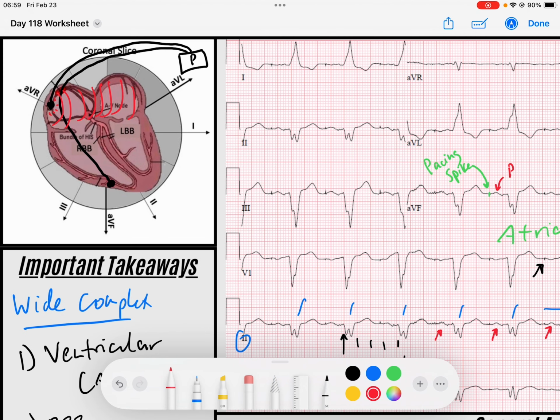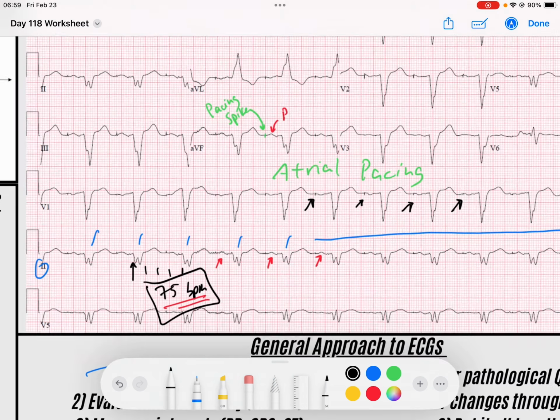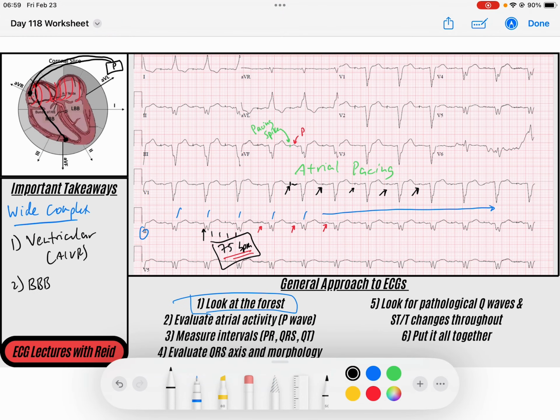It appears that this person is unable to generate their own sinus rhythm that is at least 75 beats per minute. And so this is probably programmed in the atria that if it doesn't sense an atrial beat within the rate that would be 75 beats per minute, then what do we get? We get a spike, and then we get our P wave, right? So we have atrial pacing.